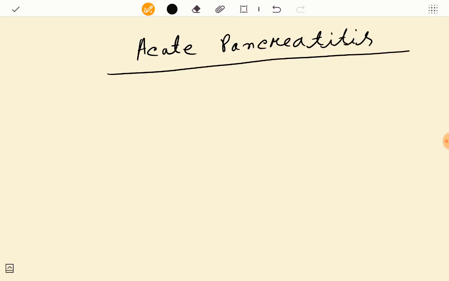Let's make a foundation first. The pancreas releases different types of enzymes which help in digestion of carbohydrate, fat, and protein. But why don't these enzymes digest the pancreas itself? And how about the stomach? This is the very basic question you should ask. Why doesn't the stomach get digested by itself? Why doesn't the pancreas get digested?